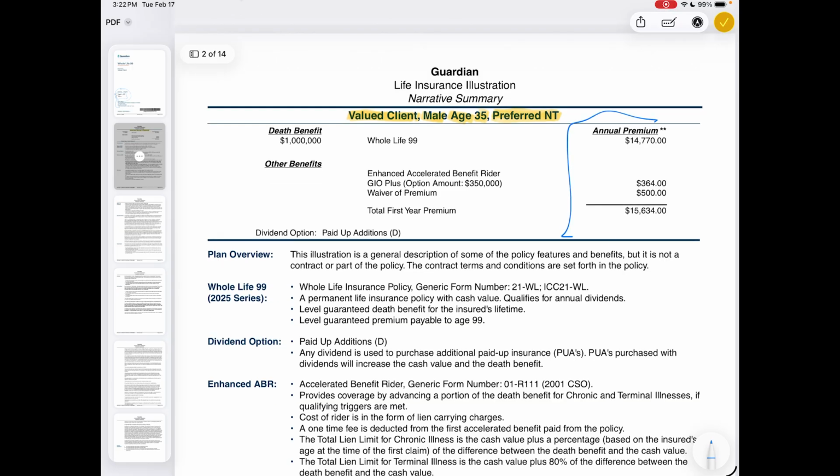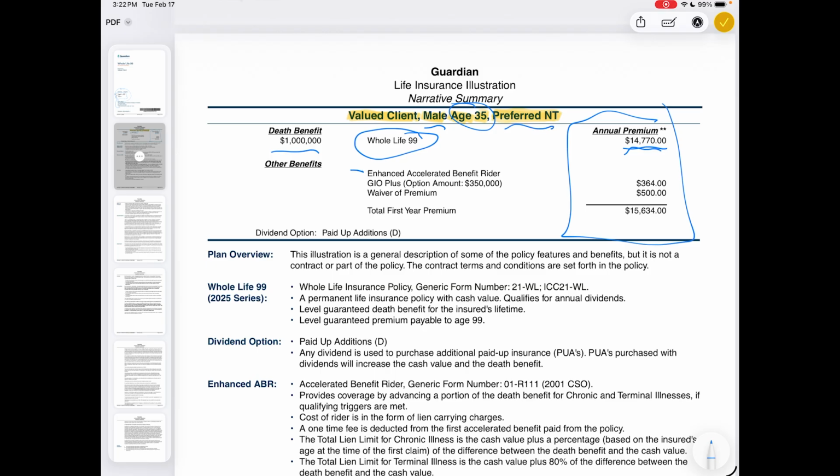Now, this section right here is showing us where the money goes. So when you pay a premium to the insurance company, how that premium is being broken down into various components of the whole life insurance policy. First, we'll look at just the base whole life premium. So for a $1 million death benefit, this particular insurance company is going to require $14,770 be paid annually for a male who is 35 years old and assumed at the preferred non-tobacco risk class.